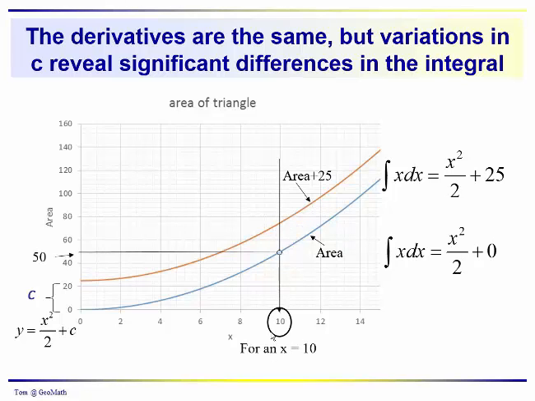Now, if we take a specific value of x, let's say 10, and our x1 is 0 in this case, then we know that the area is going to be 1/2 the base times the height. It's going to be 1/2 times 10 squared. It'll be 100 divided by 2, or 50. So that's for c equal 0. For c equal to 25, we add in this additional 25. So the result of our integration here is going to be 75.